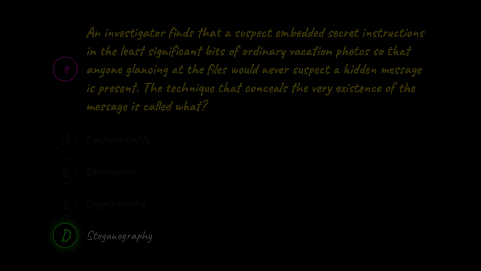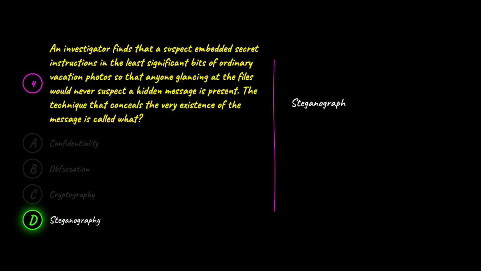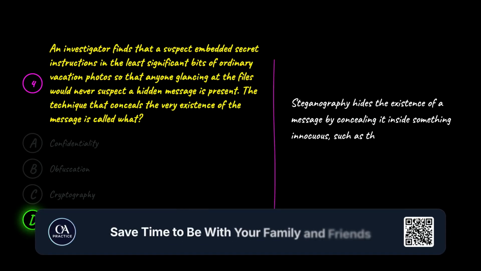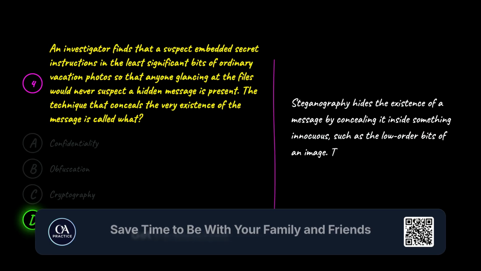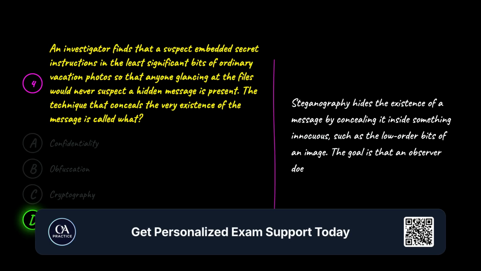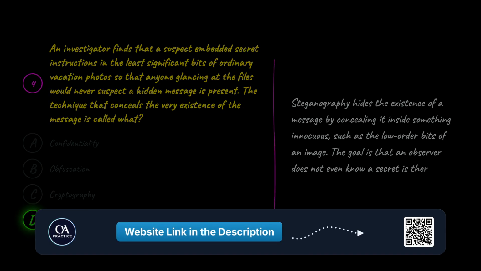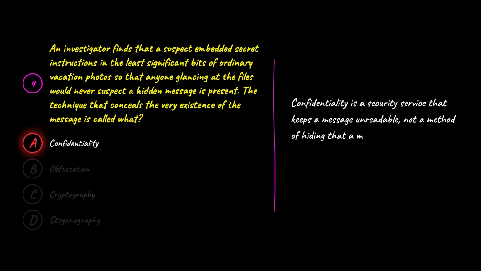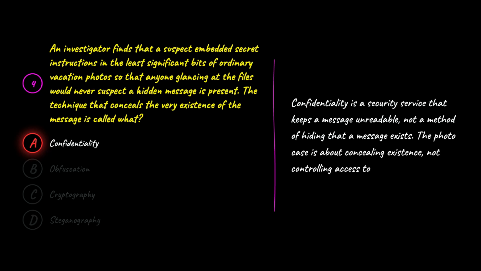Steganography. D is correct because steganography hides the existence of a message by concealing it inside something innocuous, such as the low-order bits of an image. The goal is that an observer does not even know a secret is there. A is wrong because confidentiality is a security service that keeps a message unreadable, not a method of hiding that a message exists. The photo case is about concealing existence, not controlling access to readable content.